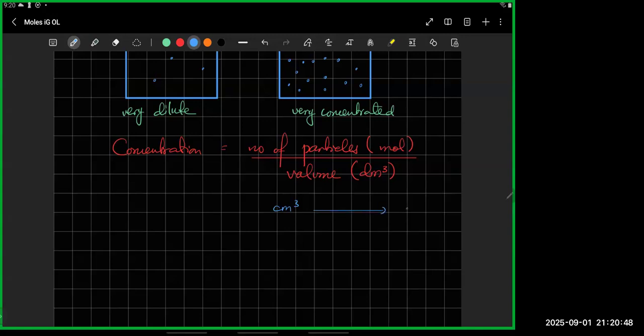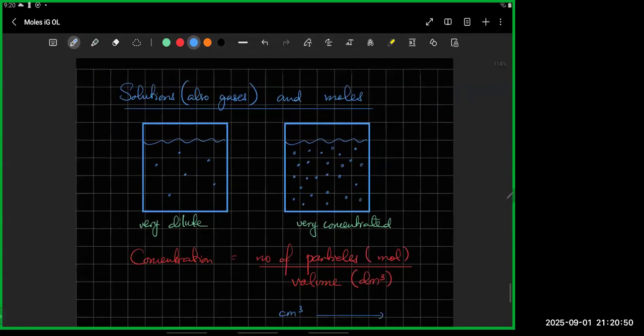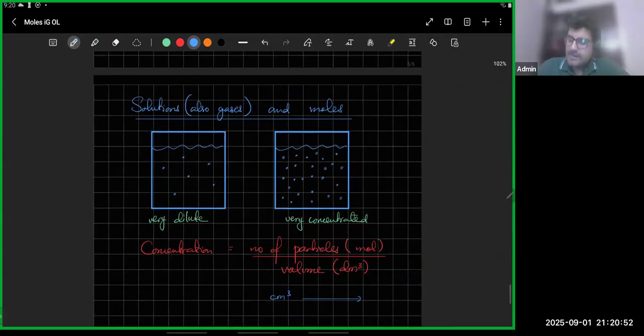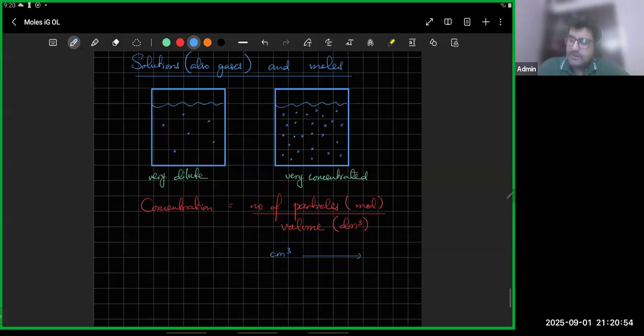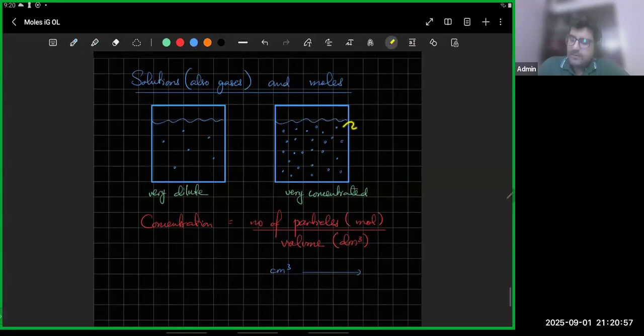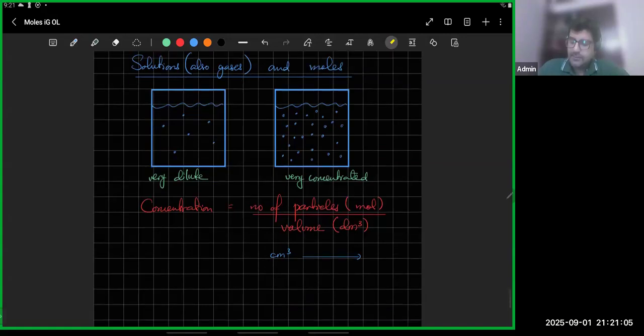Please repeat the definition for concentration? Concentration, yeah, it's the number of particles per unit volume, right? The amount of particles in a particular volume. You get number of particles per unit volume.